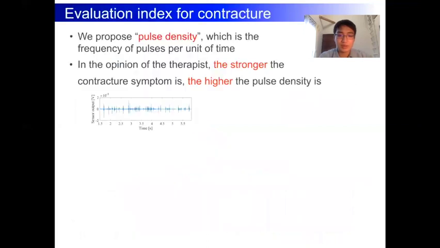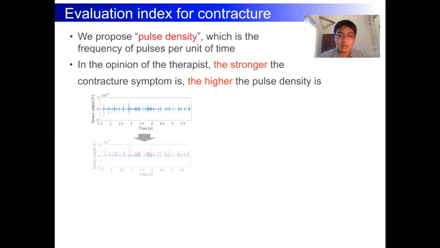In our paper, we propose a method to evaluate the degree of contracture by focusing on the pulse density, which is the frequency of pulses per unit of time. In the opinion of the therapist, the stronger the contracture symptom is, the higher the pulse density is. We will explain how to calculate the evaluation measure.